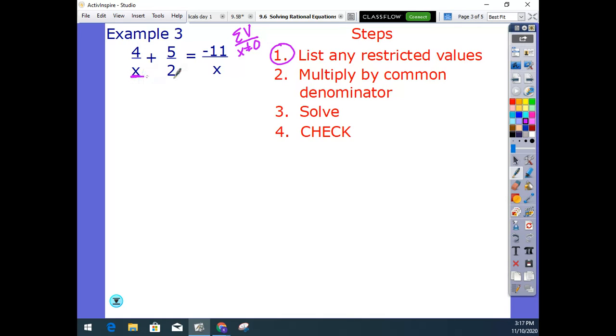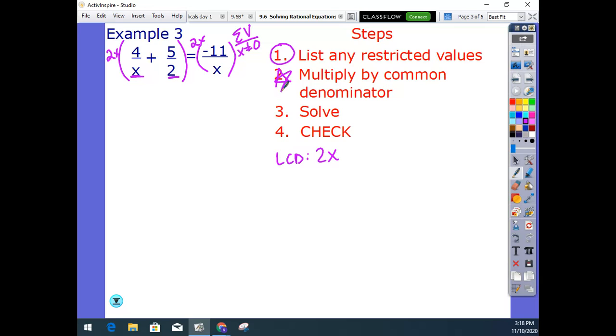I need an x and I need a 2. So think back to when we're building our LCD. I need each factor that's in the denominator. I need both the 2 and the x. So technically what we're going to do is multiply both sides by the common denominator.